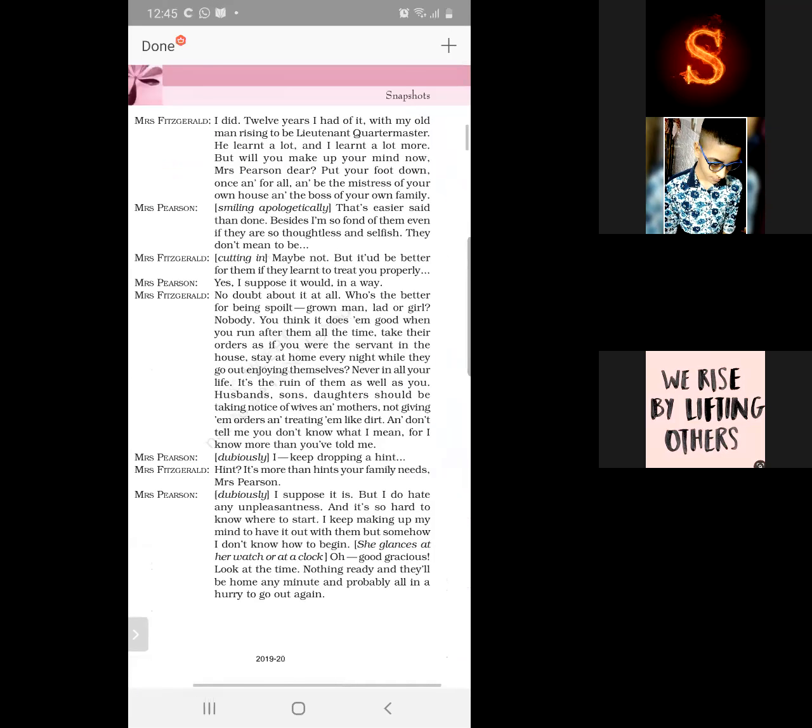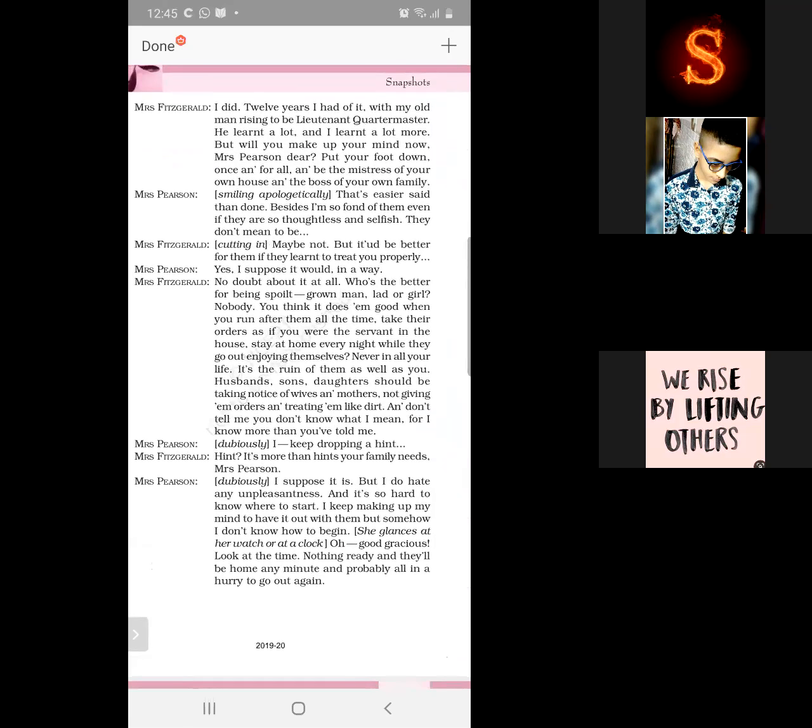Please continue. I did. 12 years. I had of it with my old man rising to be lieutenant quartermaster. He learnt a lot, and I learnt a lot more. But will you make up your mind now, Mrs. Pearson dear? Put your foot down once and for all and be mistress of your own house and the boss of your own family. That's easier said than done.